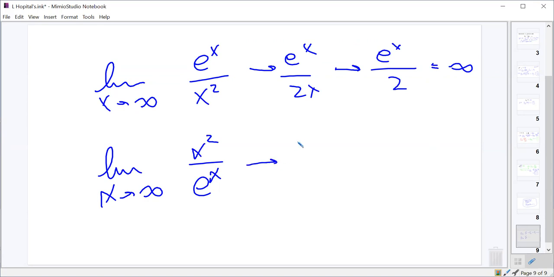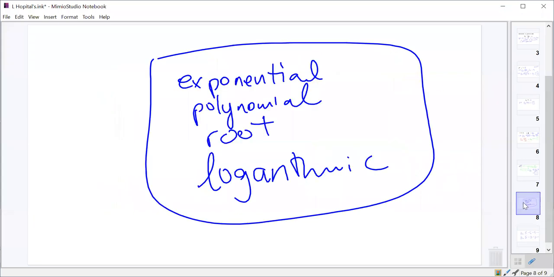But this one, the other way, leaves us with a 2 in the numerator divided by infinity and goes towards 0. So if the numerator increases more rapidly than the denominator, it's going towards infinity. And if the denominator increases more rapidly than the numerator, it's going towards 0. So just something to keep in mind is the rate at which different functions increase. You want to know this order. Any questions on anything? That's L'Hopital's rule.